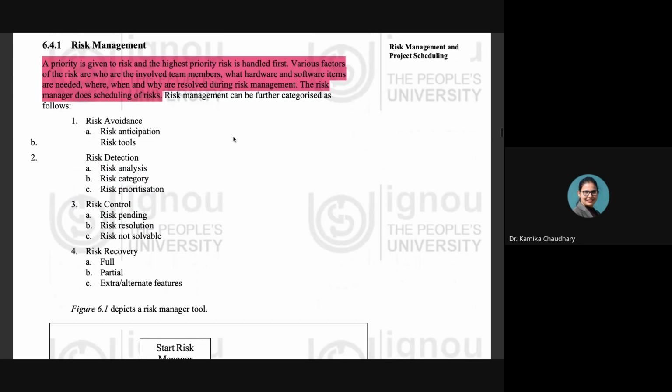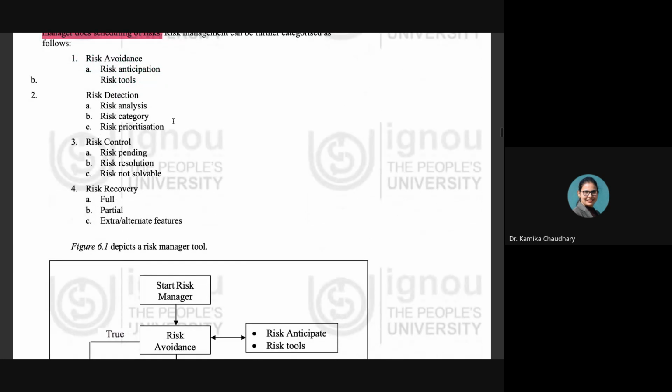Now, the entire task of risk management is categorized into these steps. First is risk avoidance, second is risk detection, third is risk control, and the fourth is risk recovery. What is coming under risk avoidance? The risk anticipation and risk tools. What is coming under risk detection? There are 3 important points: risk analysis, risk category, and risk prioritization.